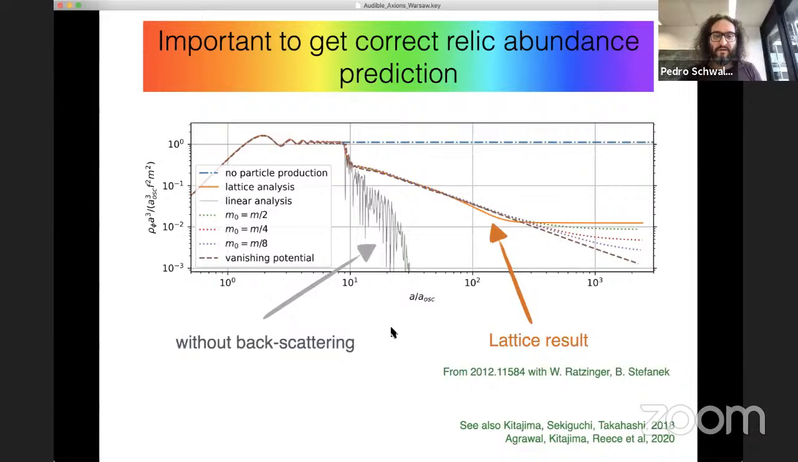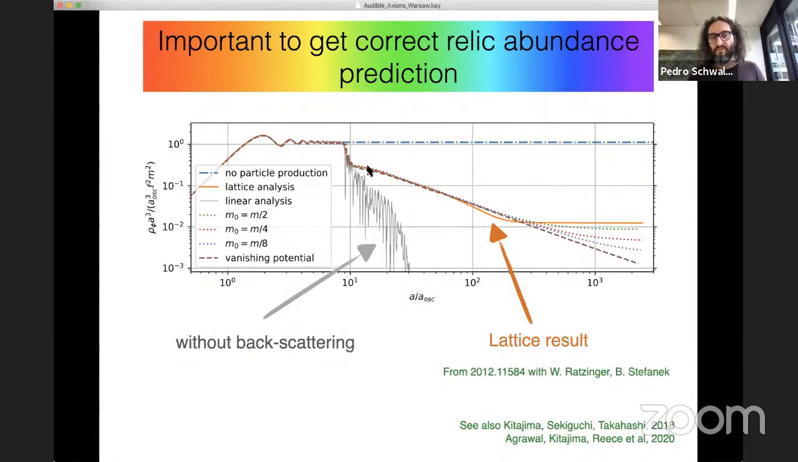So when you compare the solution without this back reaction term and with back reaction, what we show here is the energy density in the axion field. You see that it behaves like a cosmological constant at very early times, and then it starts to undergo these oscillations, so it starts to scale like matter. Then this is the point where the tachyonic instability starts to kick in and deplete the energy density. Up to this point, the linear analysis and the lattice computation agree very well. Then the linear analysis predicts that the abundance continues to drop, to be transferred into dark photons.